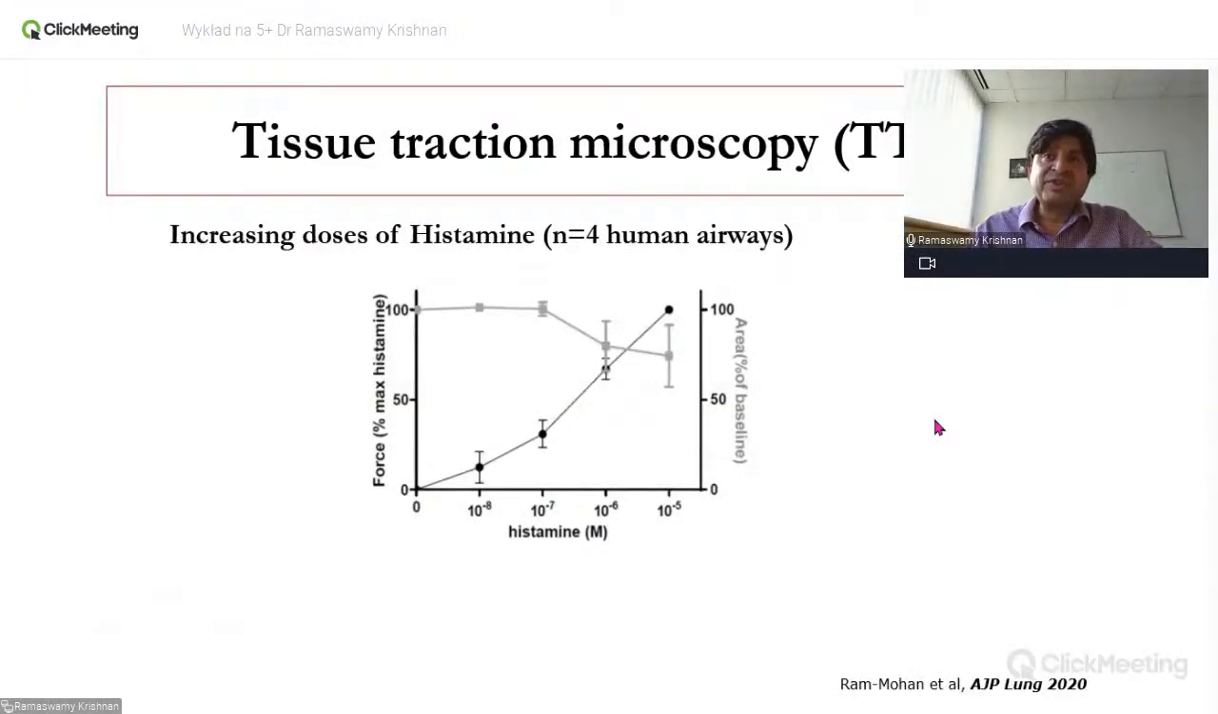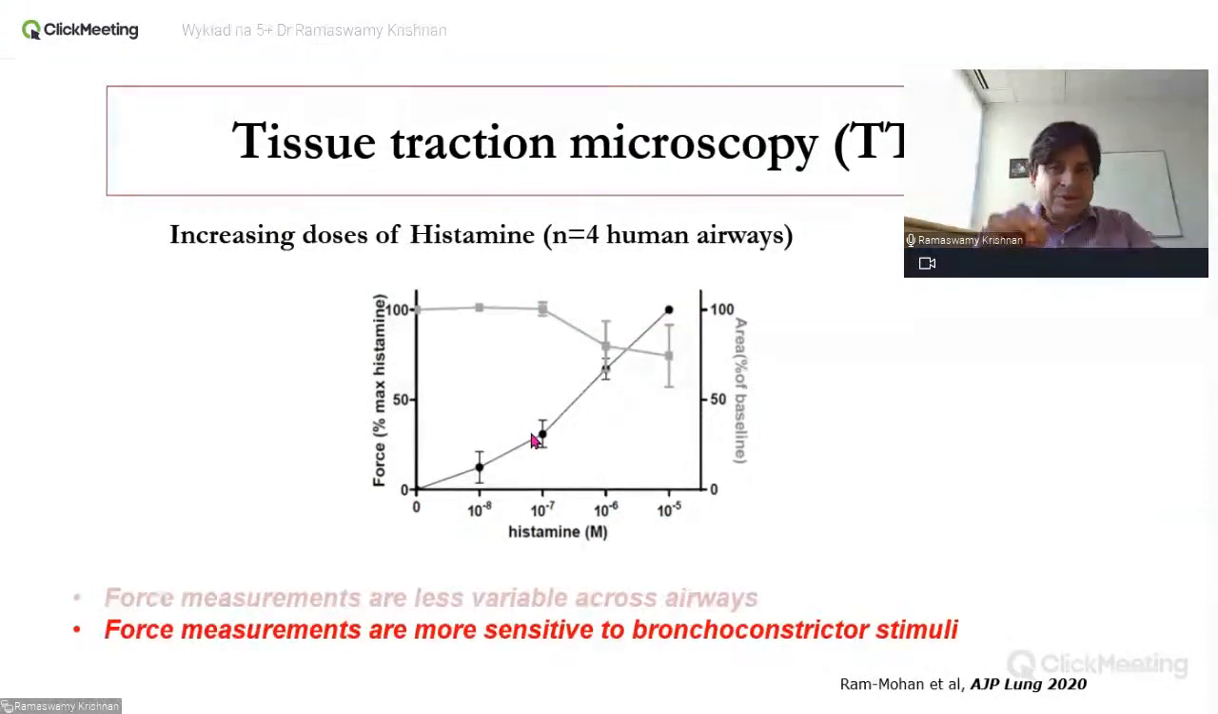We were next curious about sensitivity. And to do that, we took human lung slices and treated them with increasing doses of histamine. This is also a contractile agonist. And this axis is change of contractile force, this axis change of lumen area. Focus particularly on these small histamine doses. What you observe is that for these small doses, the lumen area change, you don't see anything, but the force is already substantially higher. So what we learn from this is these tissue traction microscopy measurements are more sensitive to bronchoconstrictor stimuli.